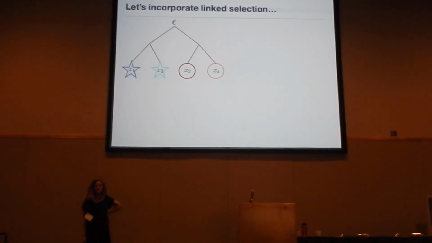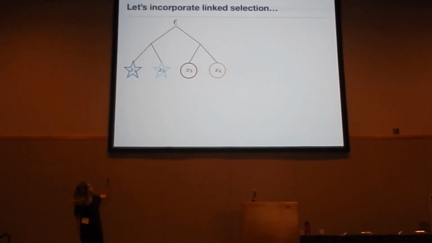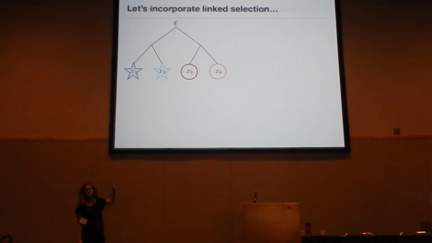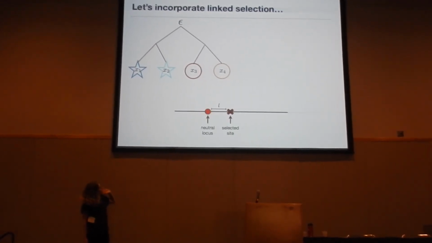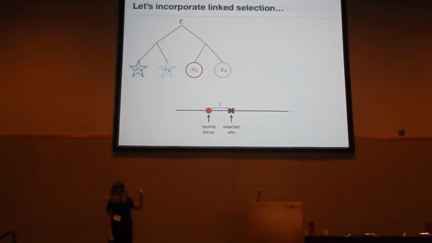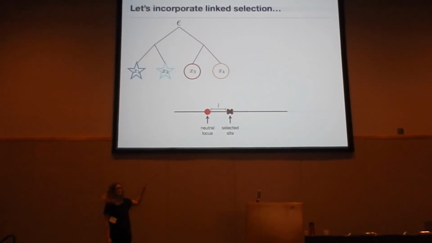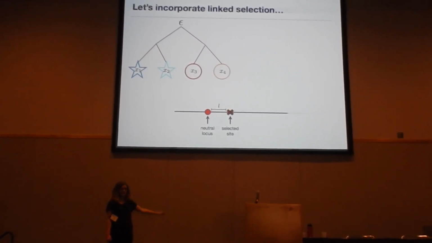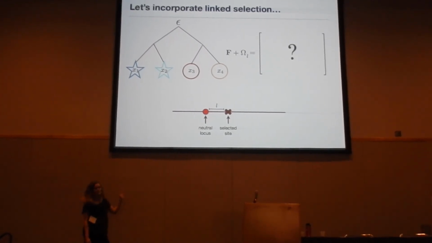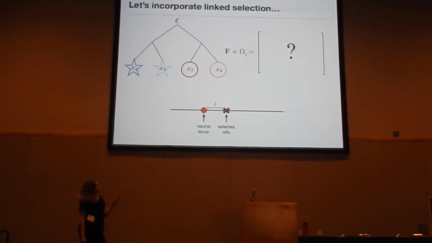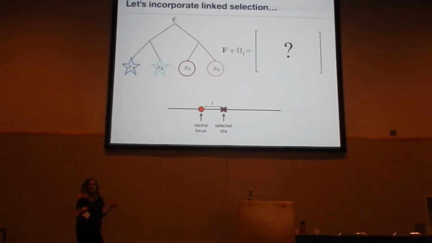And incorporating selection into this framework, so again, where we have our star populations in some novel selective environment, what we know is that if we have a selected site, at some distance L away, our neutral locus might be affected by the dynamics at the selected site. And therefore, we can define new coancestry matrices that are functions of this distance L away.